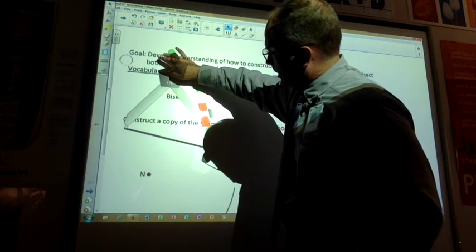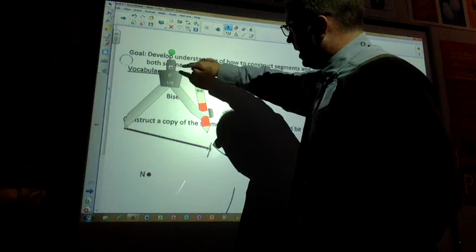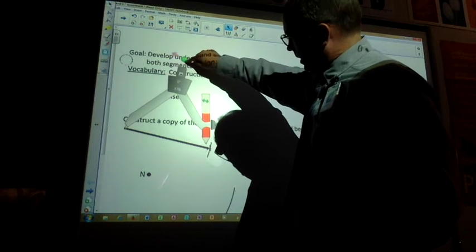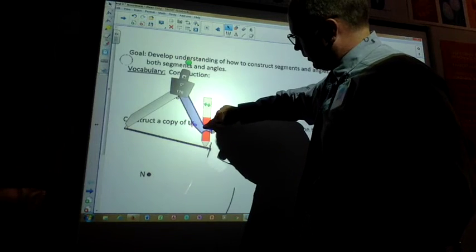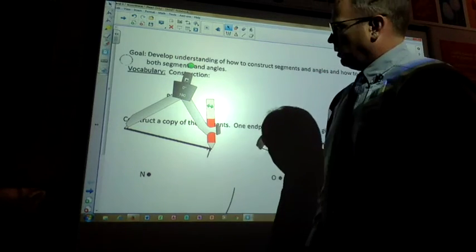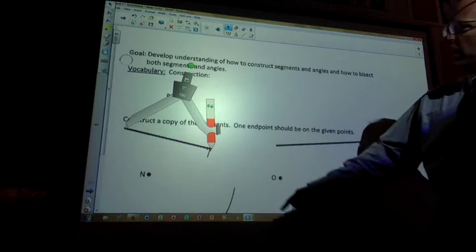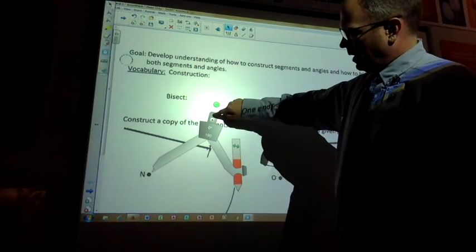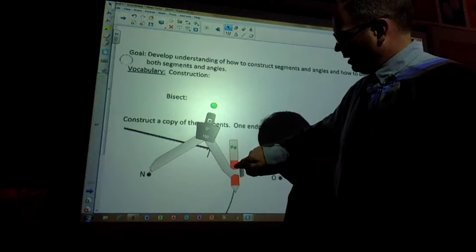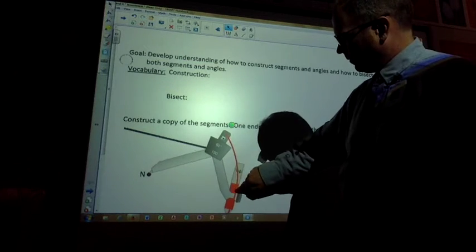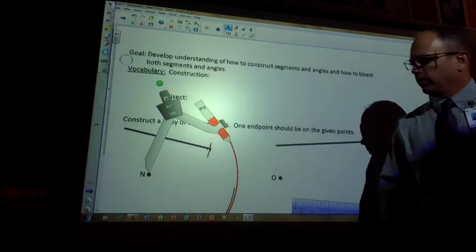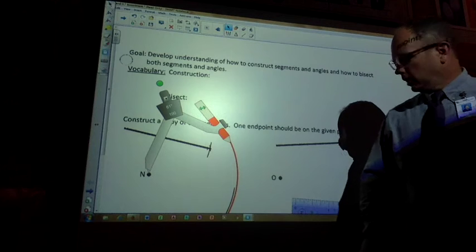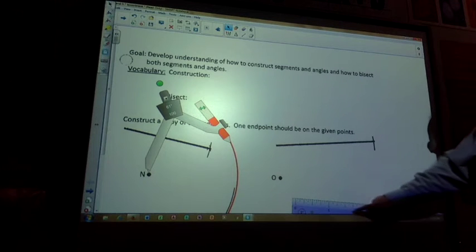So you want your pointy end to be at the very end, and then I'm going to bring my compass down a little bit and then open it up a little bit further. Once your compass is the length that you're supposed to have, bring it down to your point on point N, and then swing an arc. So the distance from this point to anywhere on this arc is going to be appropriate.